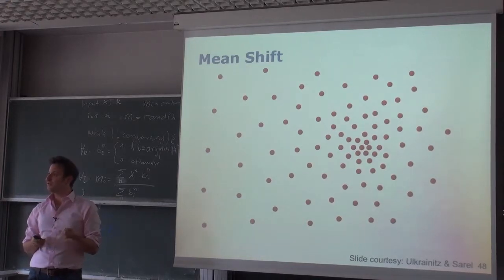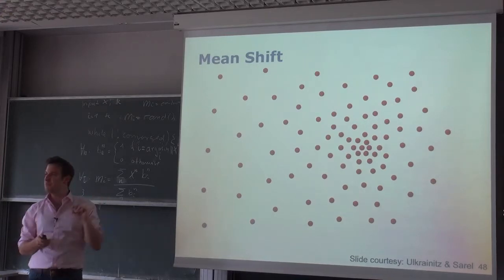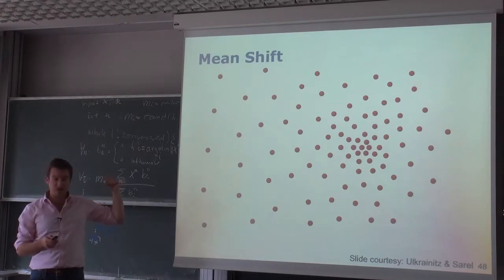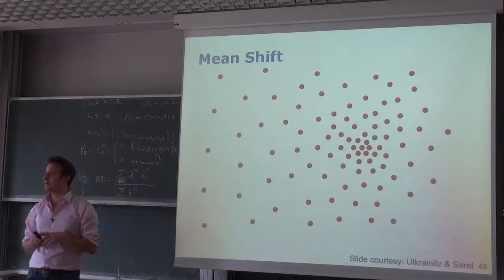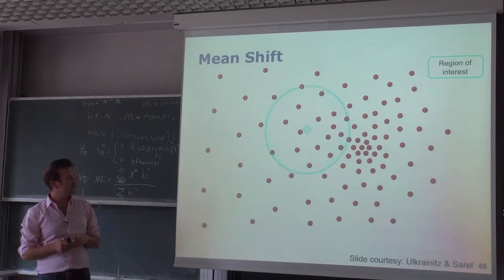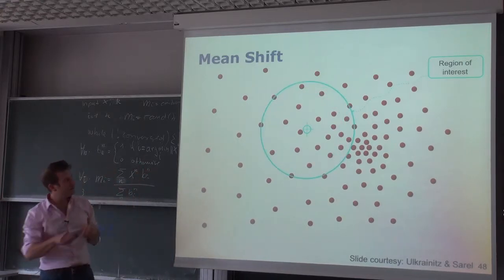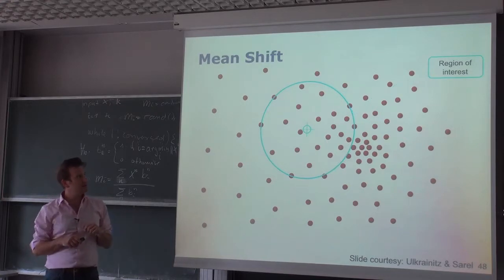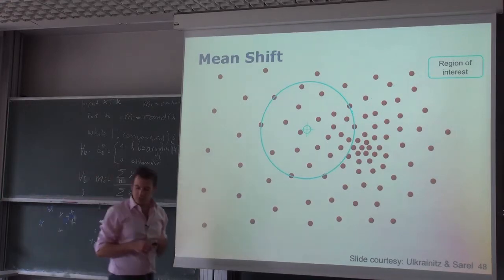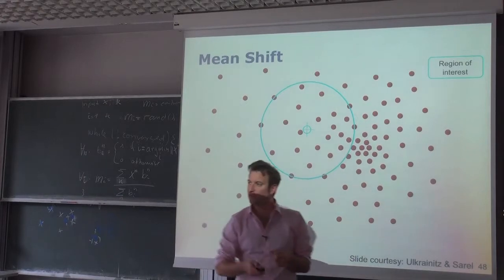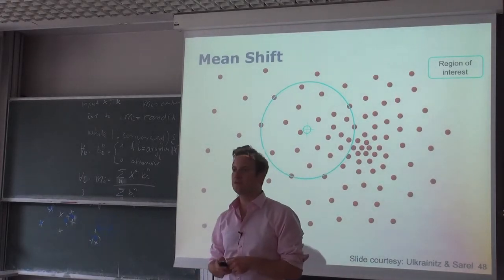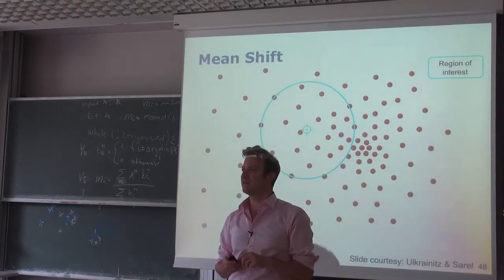So what we now need to do is find the mode of this distribution. For every point, we need to start from this point and see at which mode we are going to end up. So let's say we randomly start somewhere. Say, this is our area of interest now. Start here, and see where we end up. Where is the next mode? So where is the next peak of the closest mountain?